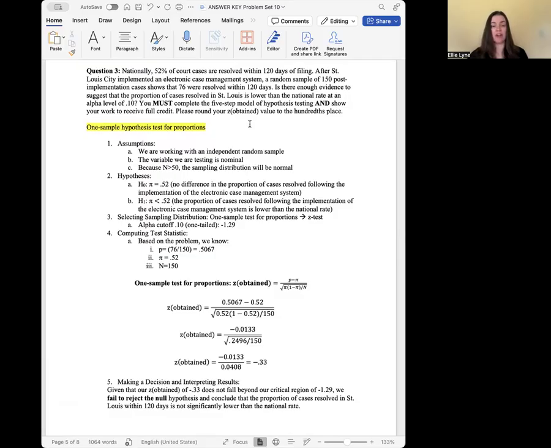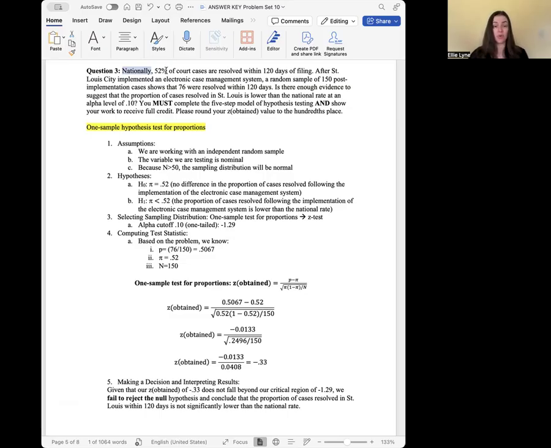You must complete the 5-step model of hypothesis testing and show your work to receive full credit. Please round your z-obtain value to the hundredths place. So just as we did for questions 1 and 2, let's first figure out what kind of test we are conducting. The very first word that I see in this question is nationally. And so what that should trigger in your head is, okay, we're probably comparing this to a population. So this is likely a one sample test of some sort.